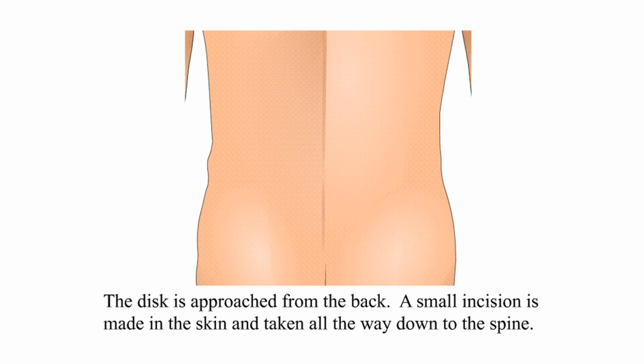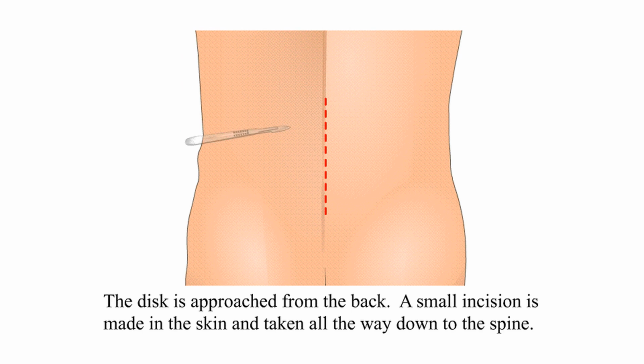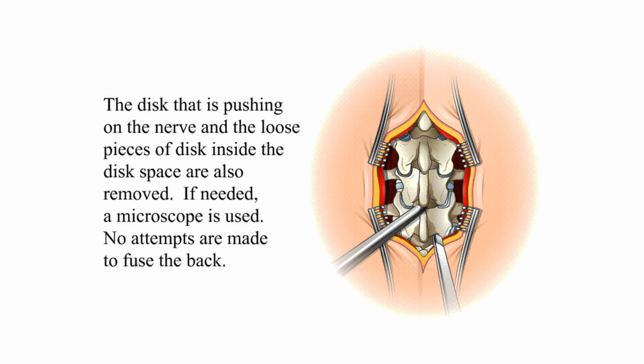Surgical treatment. The disc is approached from the back. A small incision is made in the skin and taken all the way down to the spine. The disc that is pushing on the nerve and the loose pieces of disc inside the disc space are also removed. If needed, a microscope is used. No attempts are made to fuse the back.